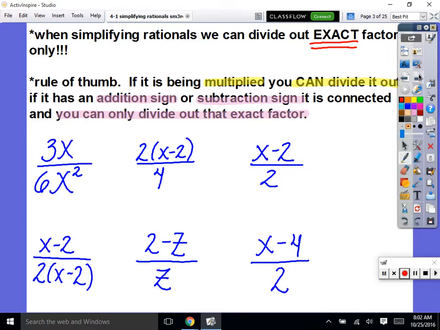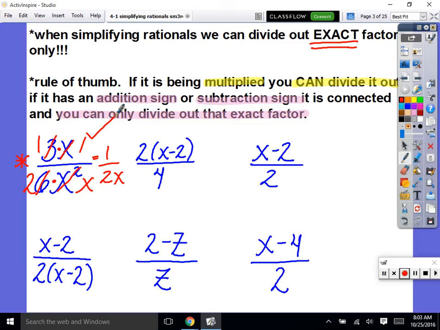So everybody, let's look at this first example right here. We have 3 times x. Multiplication, so we can divide out 3 with something on bottom. We can divide x with something on bottom. Does everybody understand? Now we have a 6 times x squared, so it's times, so we can divide these out. They're not connected by anything other than multiplication, so we can divide out. So 3 over 6 simplifies to be 1 over 2. X over x squared is x where though? On bottom. This becomes a 1 over x, correct, everybody? So on top we have a 1 times 1 left, which is 1, and on bottom we have 2 times x, which is 2x. Does everybody understand? So that one we could simplify.